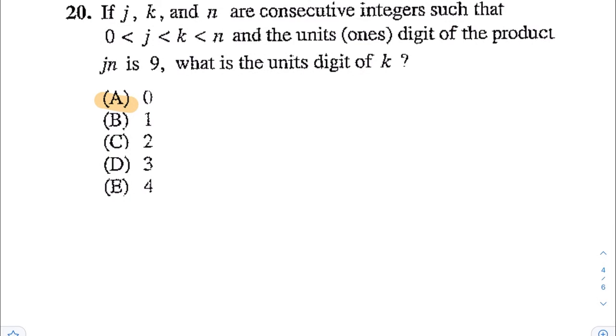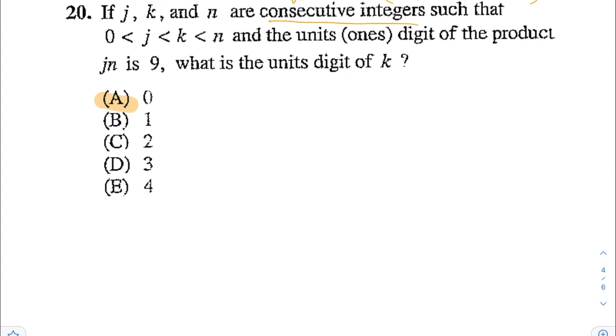Next, for number 20, if j, k, and n are consecutive integers such that 0 is less than j, is less than k, is less than n, and the units or the ones digit of the product j times n is equal to 9, what is the unit digit of k? The consecutive integers are whole numbers next to each other, one after the other, and n is the largest.